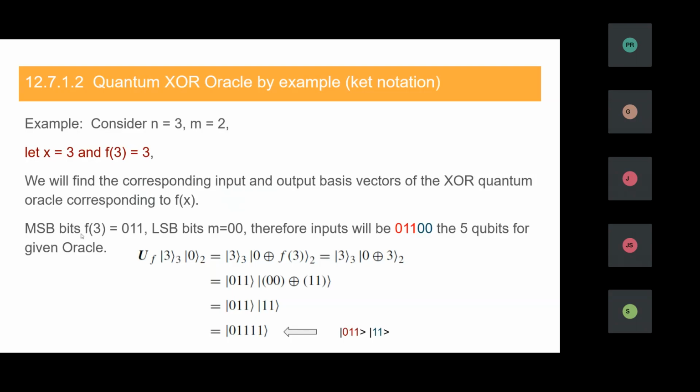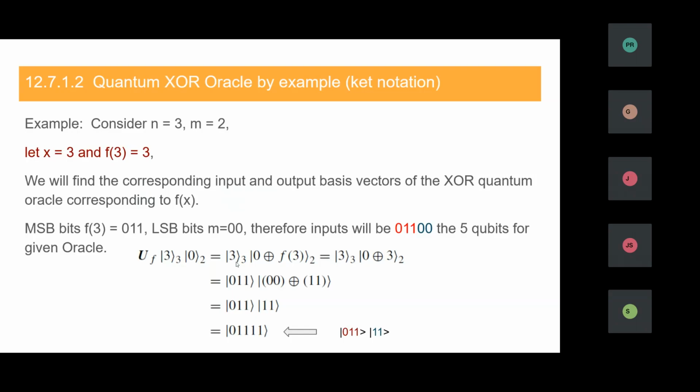So what we now need to do is like this. In this particular function, the MSB bits will be 3. 3 will be 0, 1, 1 in binary, and the least significant m bits will be 0, 0. So the input vector will be 0, 1, 1, 0, 0. So it will be a 5 qubit input, and similarly you are going to get a 5 qubit output given by the oracle. So how does the oracle work on this? It's an XOR oracle. So I have UF working on 3 bits making up 3, and 2 bits making up 0. And the internal operation goes something like this.